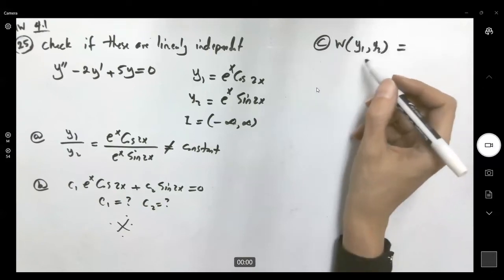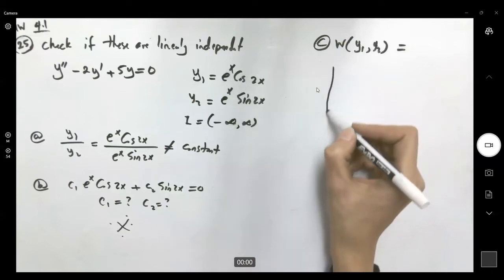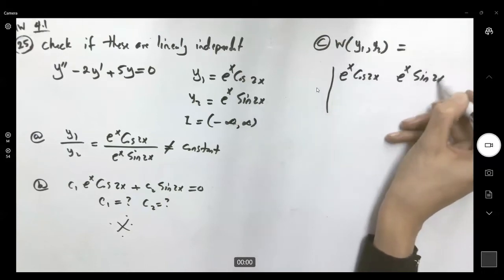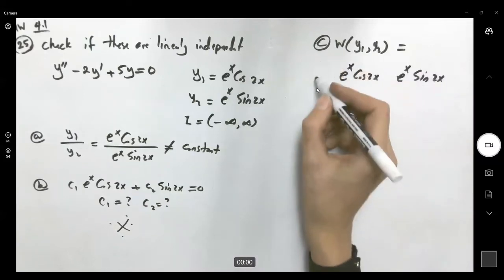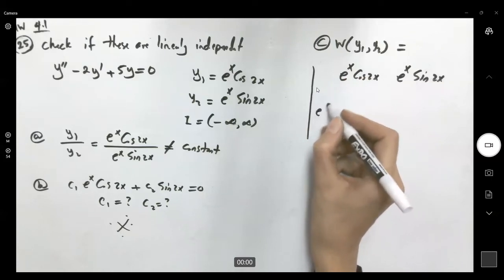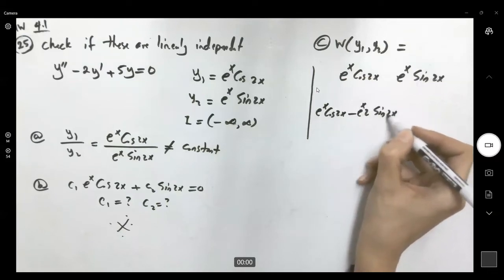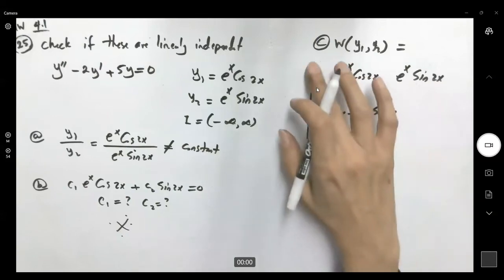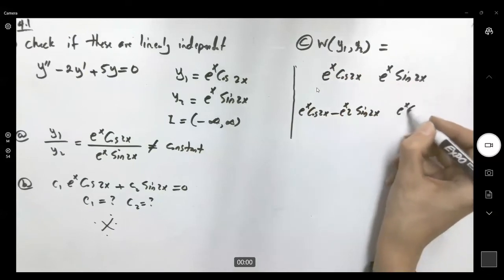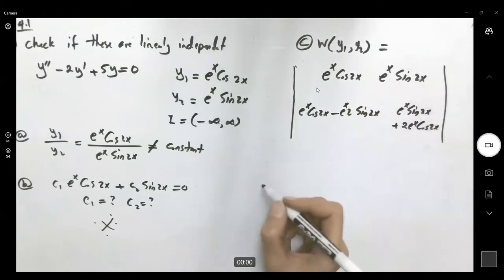Or you can use the Wronskian of these two functions. This guarantees and assures us whether these functions are linearly independent or not. Here you get y1, y2, e to the x cosine 2x, e to the x sine 2x, and then we have to take the first derivative of these two, so I need more space. For the first, we apply the product rule: e to the x cosine 2x minus 2 e to the x sine 2x, and for the second, we get e to the x sine 2x plus 2 e to the x cosine 2x.